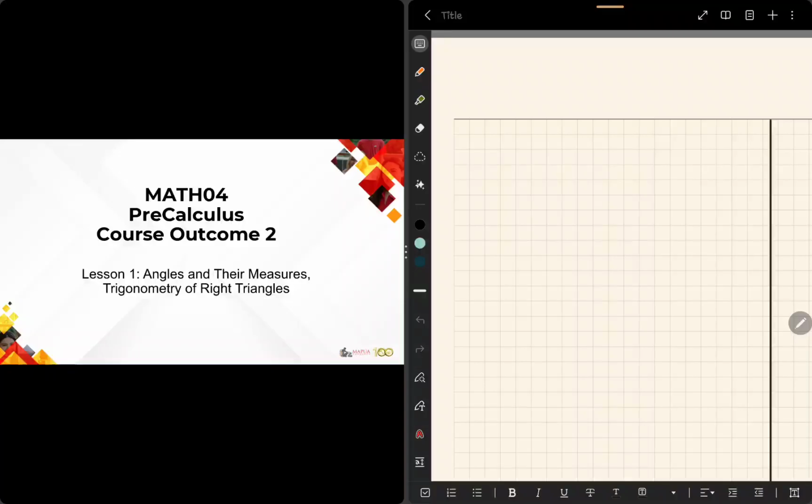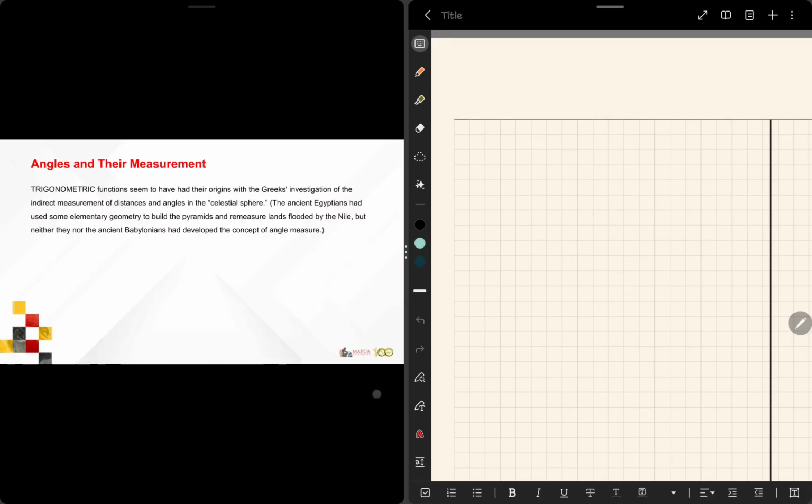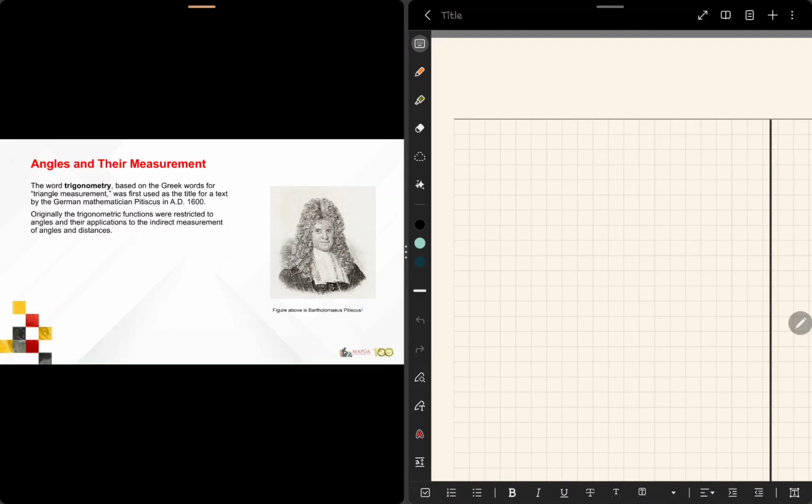Everyone, so today we'll be discussing angles and their measures, trigonometry of right triangles. The word trigonometry, based on the Greek word for triangle measurement, was first used as the title for a text by the German mathematician Pitiscus.